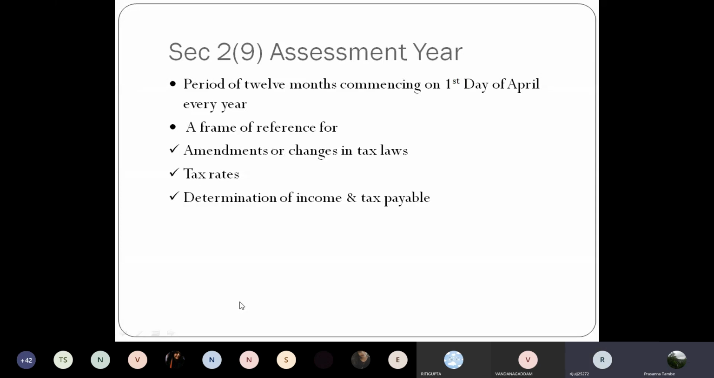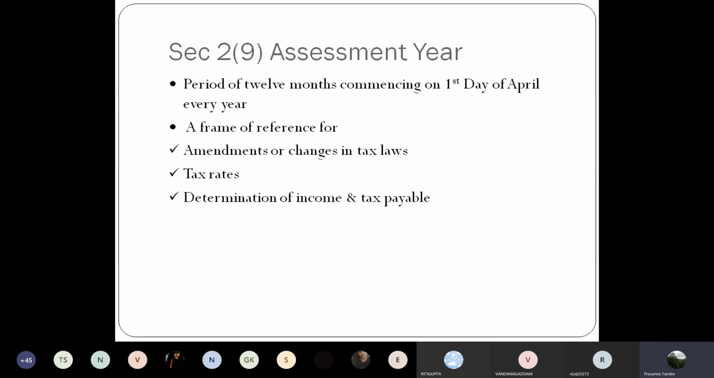Okay, fine. Good morning, everybody, and we'll continue with the discussion where we had left it in the last lecture. Last lecture, we concluded on the definition of assessment year, saying that it's a period of 12 months commencing on first day of April every year. And it's basically a frame of reference for certain aspects of taxation. Like whenever there is a change in the law, it is always specified with reference to a particular assessment year.